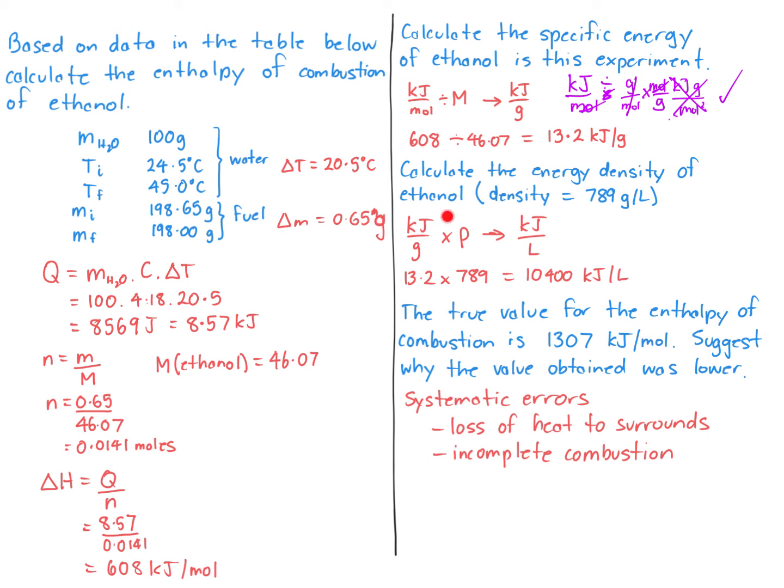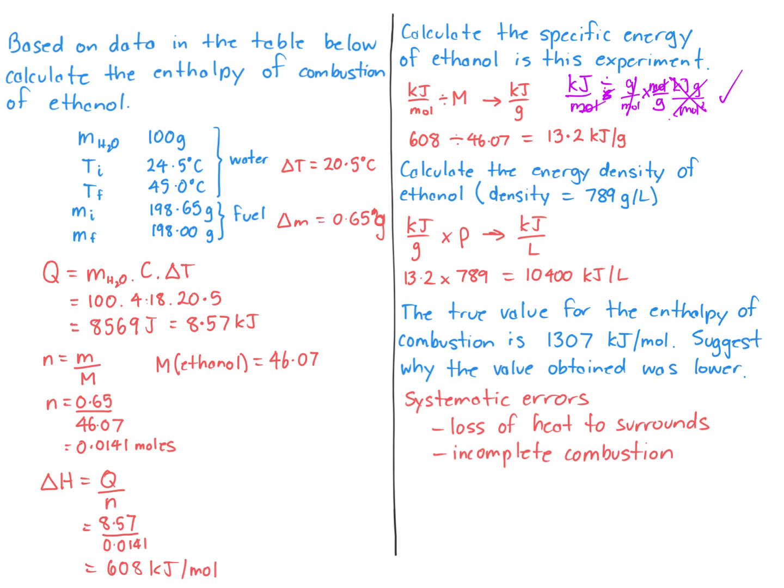Calculate the energy density of ethanol. Same thing, I won't go through this working out process, but if you look at the previous slide, you times by the density to go to kilojoules per litre. 13.2 times 789. This density needs to be in grams per litre. This is really important, grams per litre. And we would get 10,400 kilojoules per litre. So when we burnt ethanol, 10,400 kilojoules per litre.